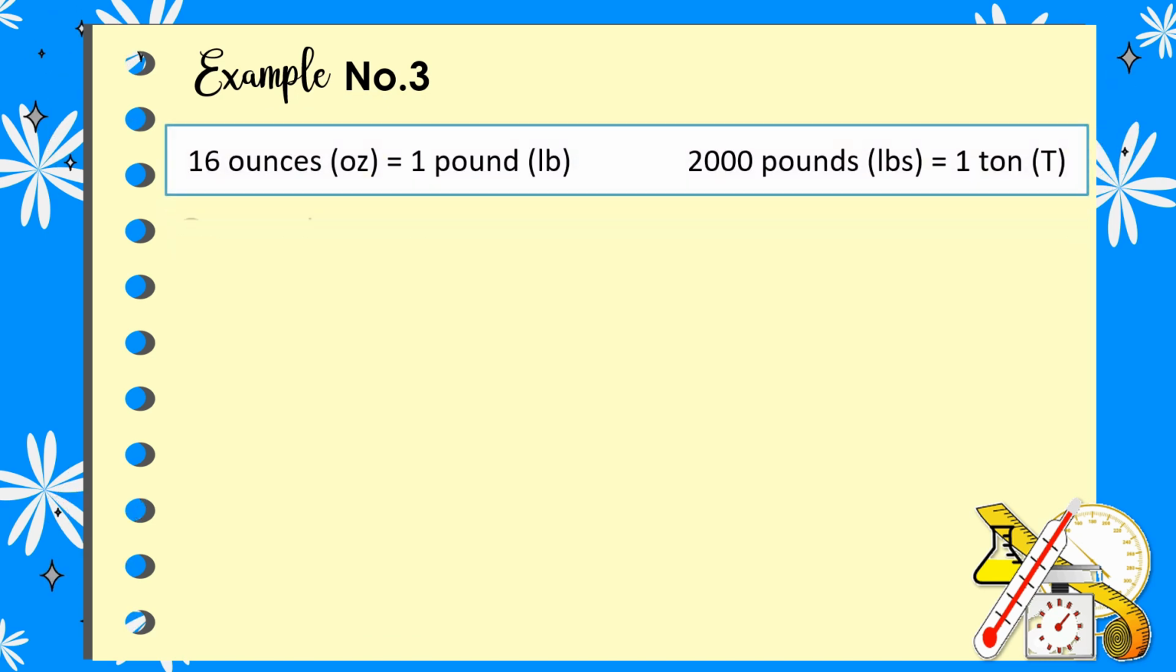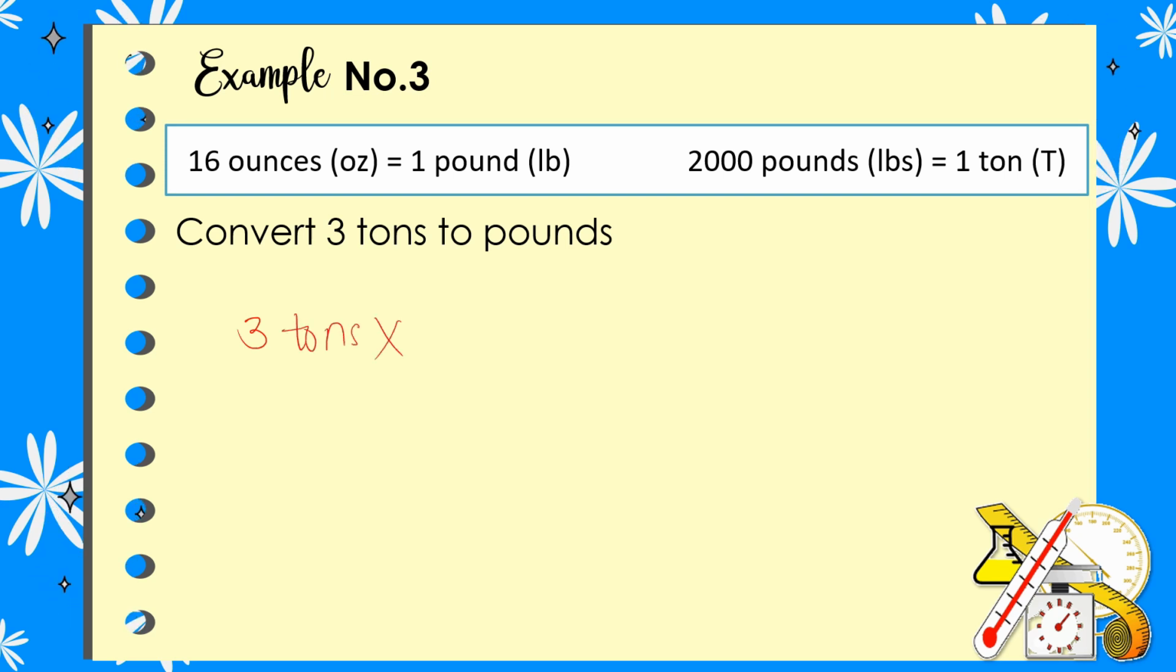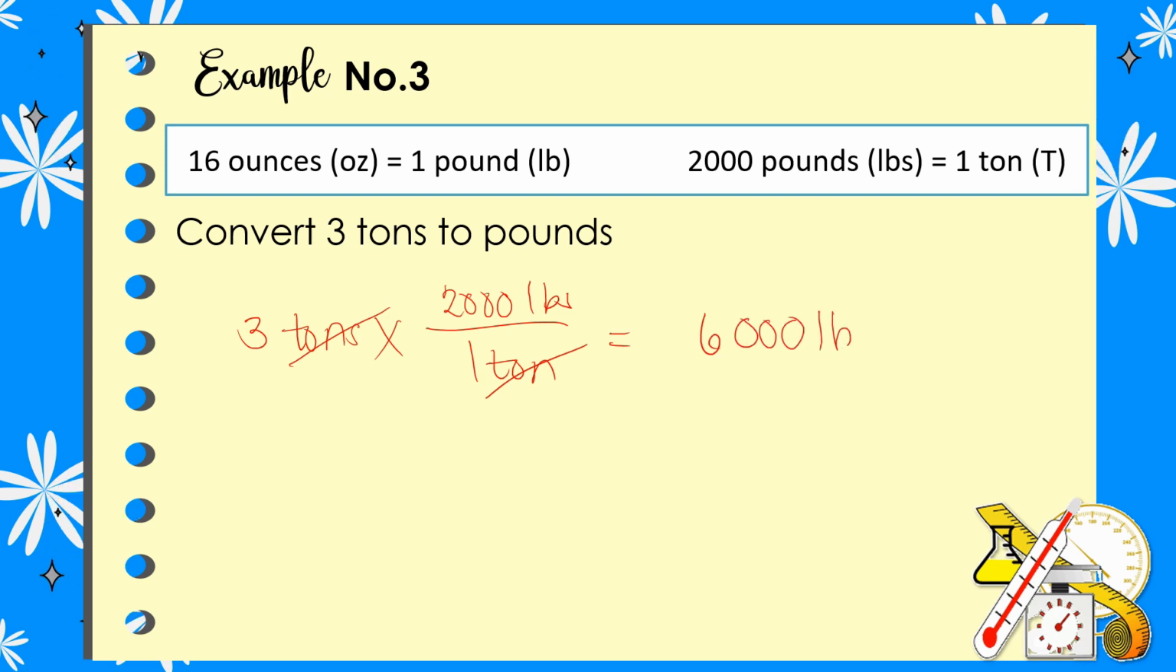For the last example, let us convert 3 tons to pounds. So, gamitin natin yung pangalawang converting factor. I-set up na natin. So, that would be 3 tons. For every ton, there is an equivalent of 2,000 pounds. So, makakancel out yung ton. So, matitira na lang is 3 times 2,000 pounds. Ang sagot ay 6,000 pounds. When you convert 3 tons to pounds, the answer is 6,000 pounds.